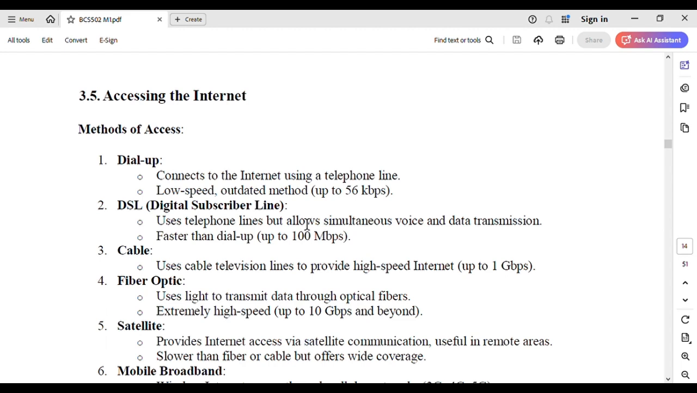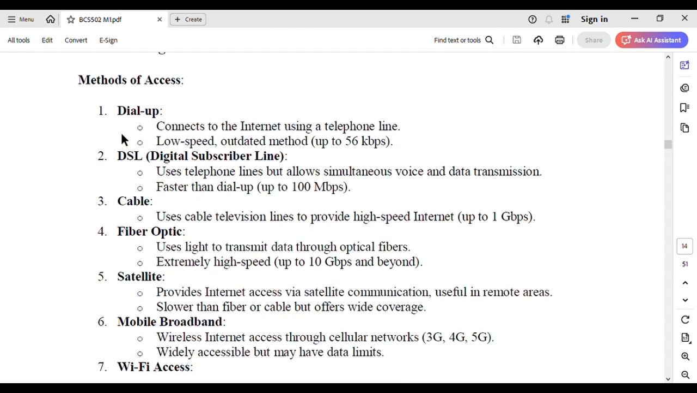Next, what are the methods of accessing the internet? Here there are some methods of accessing. First is dial-up. A dial-up connection connects to the internet using a telephone line. This is the olden approach. If you take the example of a landline, either we can use it for calls or for the internet. We need to dial a number and then it gets connected, and from that we can access the internet. This is a low speed and outdated method, with only 56 kbps as the maximum speed.